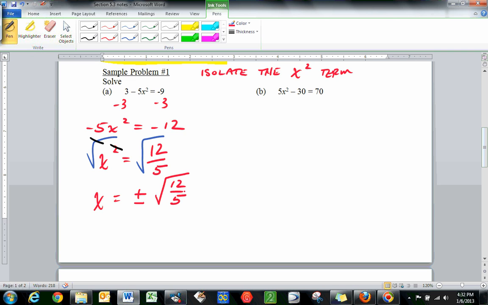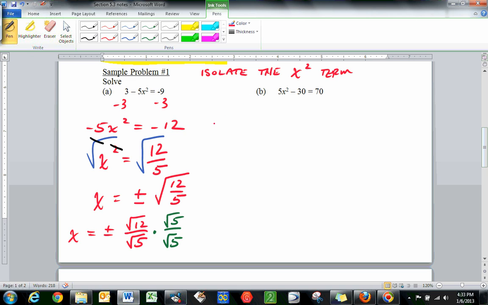Now, we've done all of the work to get x by itself, but this is where the simplifying of radicals comes into play, and we have to break this down a little bit farther. So if we look at x equals plus or minus the square root of 12 over 5, we can use our radical rules, and we're going to get plus or minus the square root of 12 over the square root of 5. Now, we have a square root or a radical in the denominator, so this is going to require us to rationalize the denominator. And you can see that all of these rules are coming back into play.